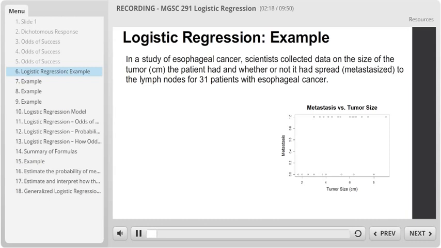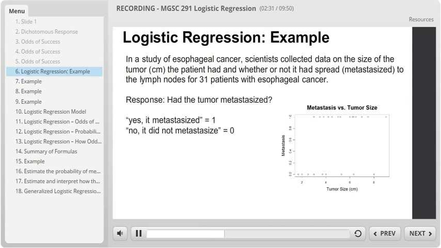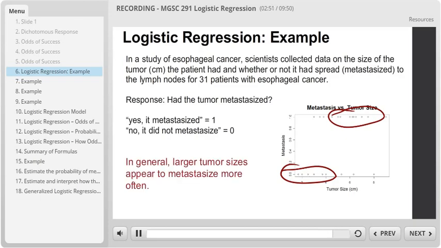In a study of esophageal cancer, scientists collected data on the size of the tumor the patient had and whether or not it had spread or metastasized to the lymph nodes for 31 patients with esophageal cancer. The scatter plot displayed here shows the data. Do you see a pattern in the data? Look for the typical size of tumors that had not metastasized and the typical size of tumors that had. The data suggests that, in general, larger tumors metastasize more often.